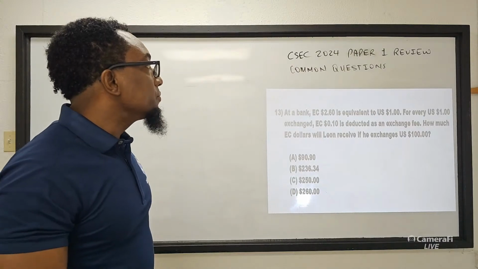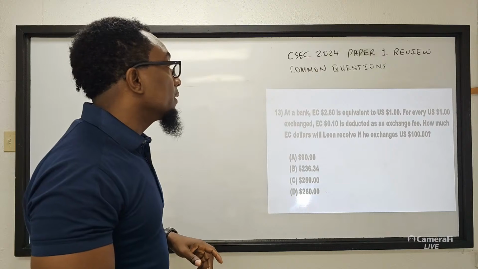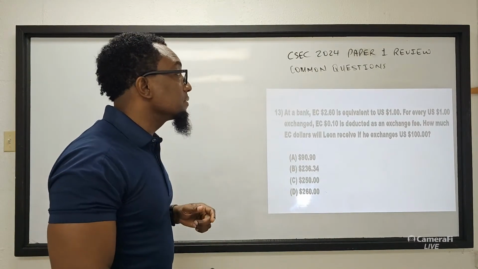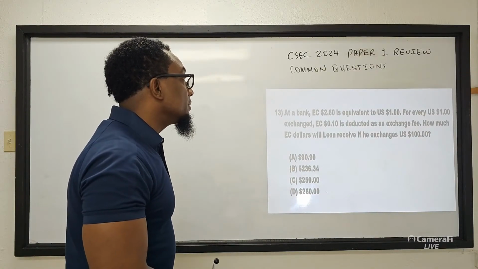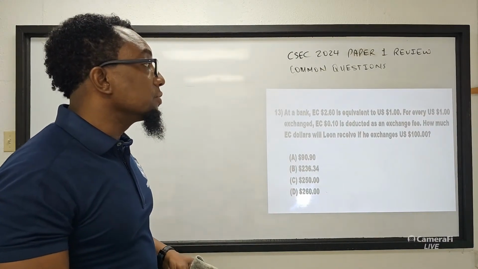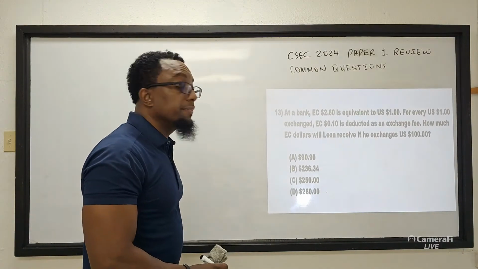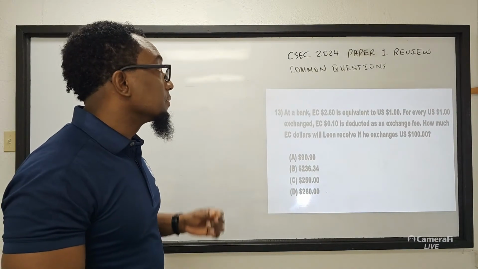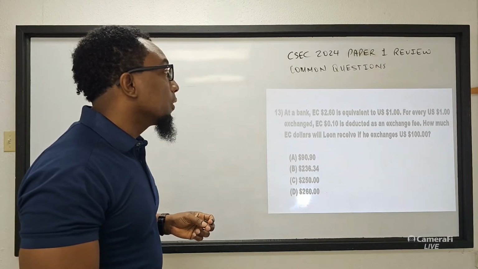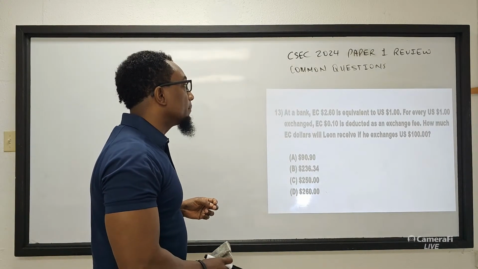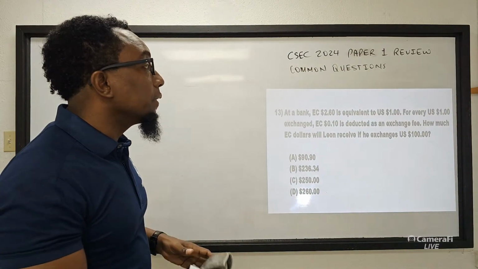Right, at a bank EC $2.60 is equivalent to US $1. For every US $1 exchanged, EC 10 cents is deducted as an exchange fee. How much EC dollars will Leon receive if he exchanges US $100? So of course, we're looking at currency here, and what we want to do is ensure we know what is the exchange rate. So it's stated here EC $2.60 is equal to US $1.